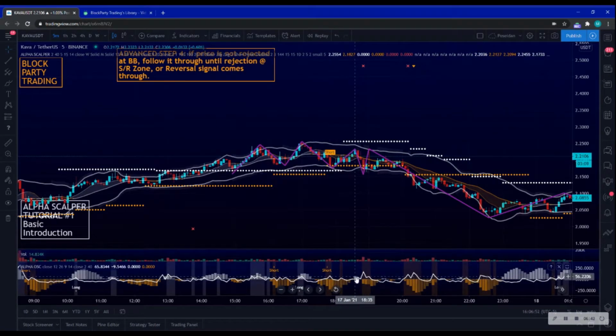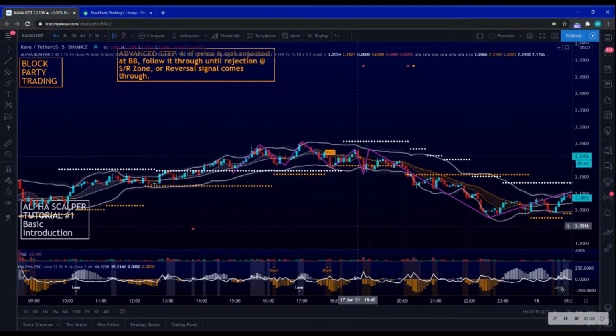Perfect entry point we see here on the MACD. We've got an upward deviation. So instead of entering on the moving average here in the middle, we can use the MACD to get an even better entry point. Alpha oscillator, sorry, not the MACD. That's proprietary now. It's an alpha oscillator.